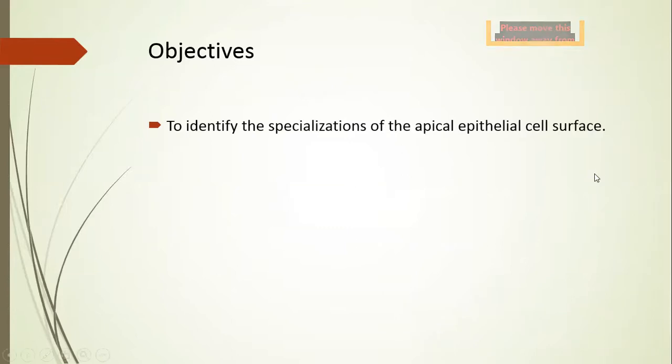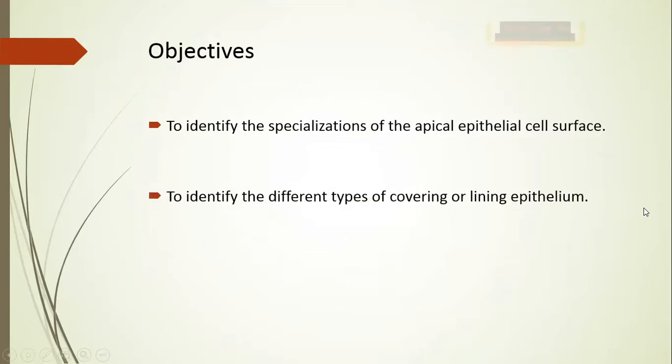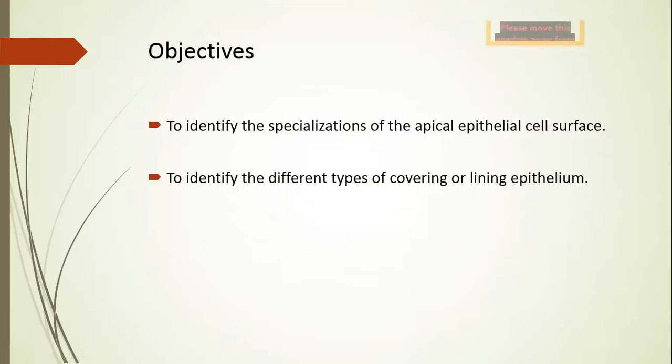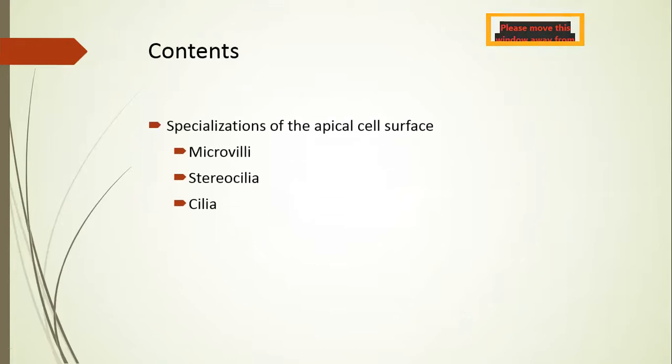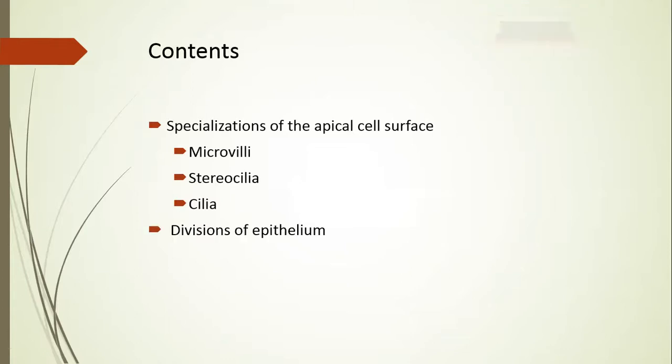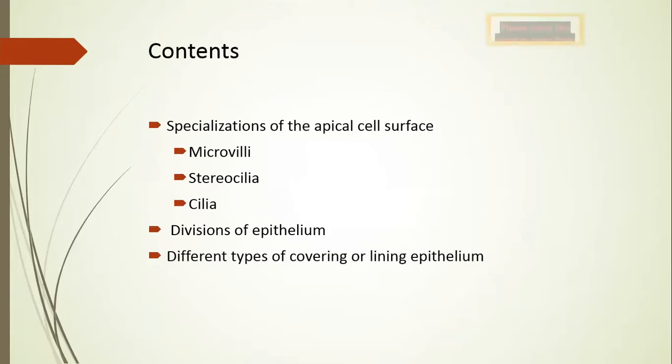Our objectives will be to identify the specializations of the apical epithelial cell surface, and to identify the different types of covering or lining epithelium. The contents of this lecture will be specializations of the apical cell surface, which include microvilli, stereocilia, and cilia, the divisions of epithelium, and the different types of covering or lining epithelium.